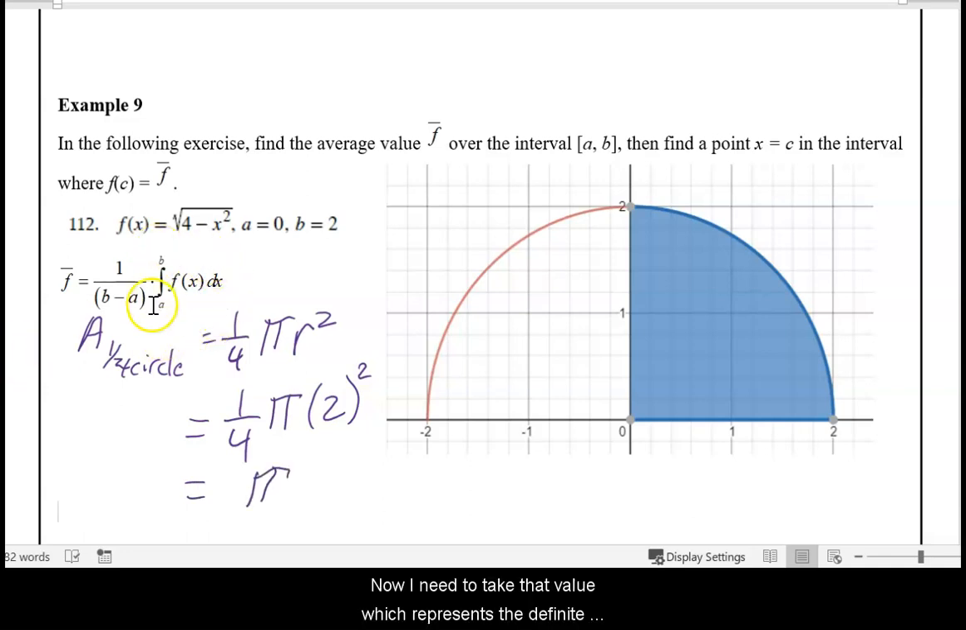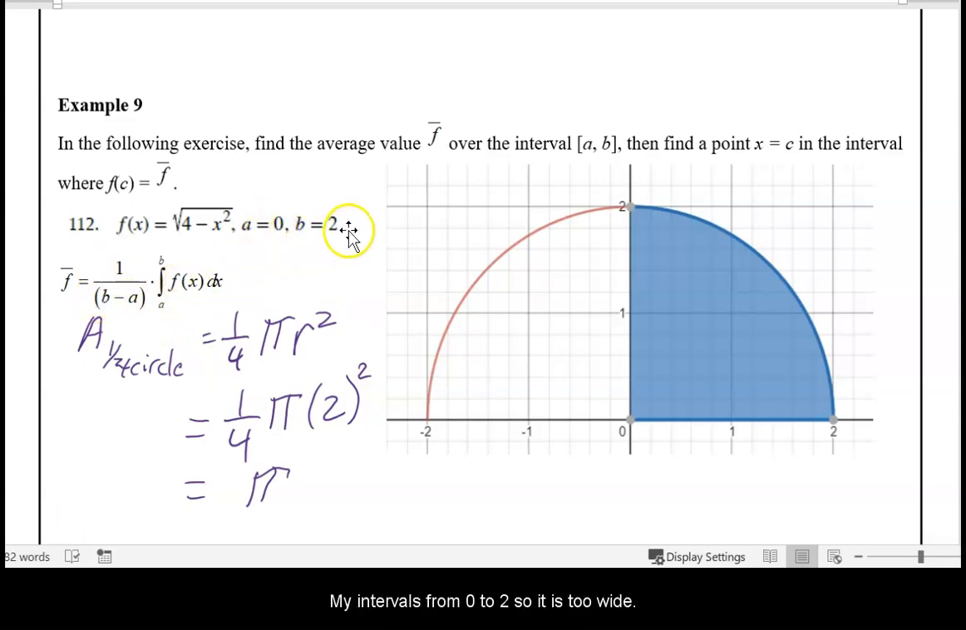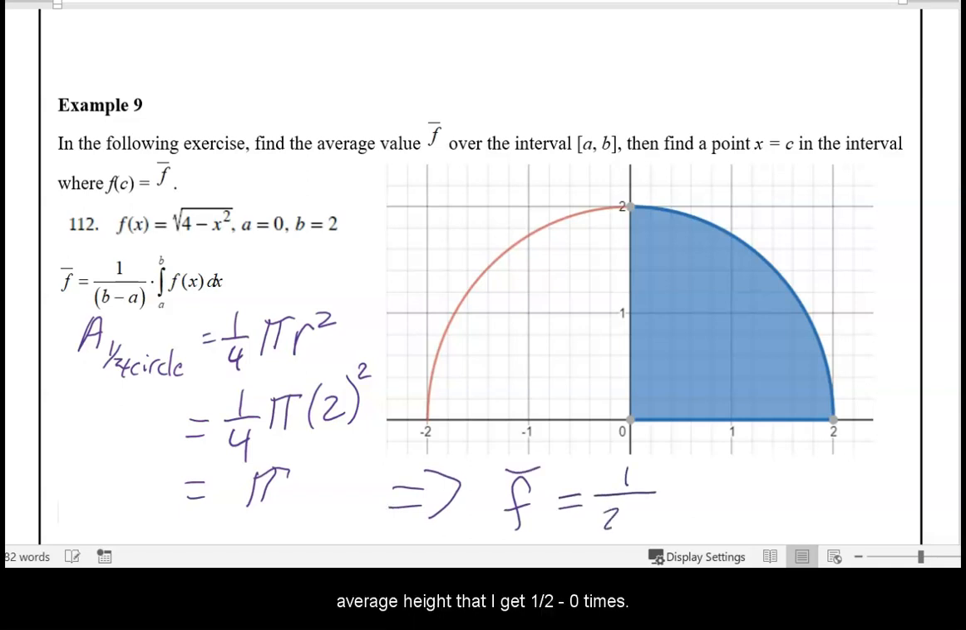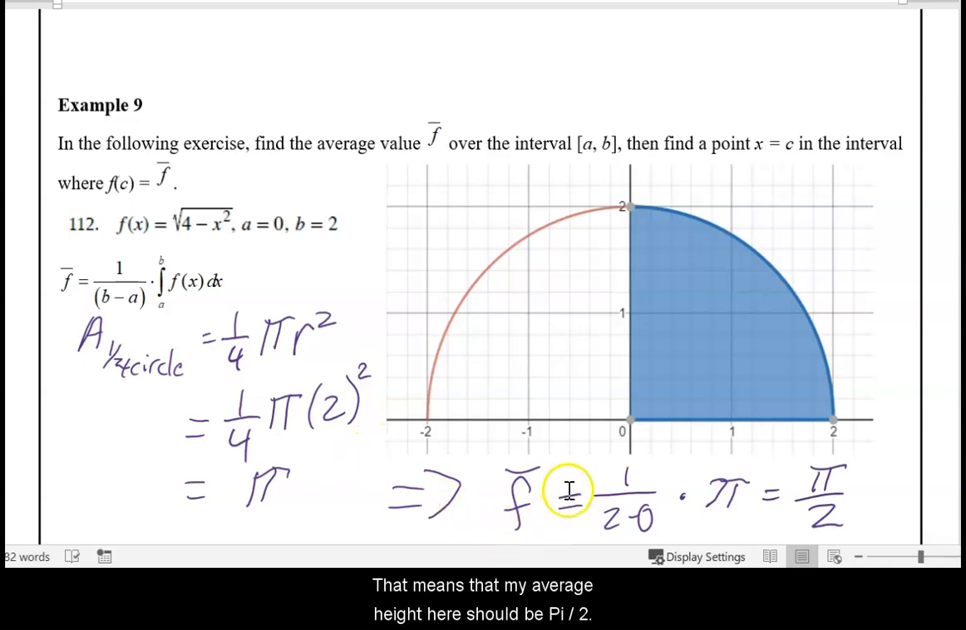Now I need to take that value, which represents the definite integral part of the formula, and multiply by 1 over the width of that interval. My interval is from 0 to 2, so it is 2 wide. This means that when I'm looking for f bar, the average height, I get 1 over 2 minus 0 times pi, which is the area, and this would give me pi divided by 2. That means that my average height here should be pi divided by 2.